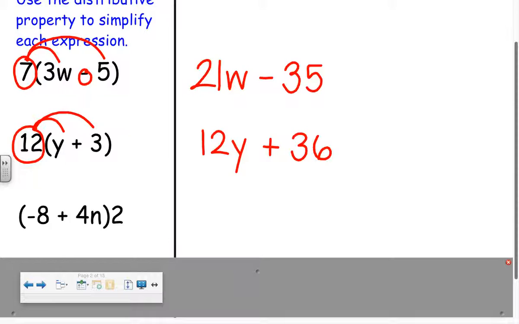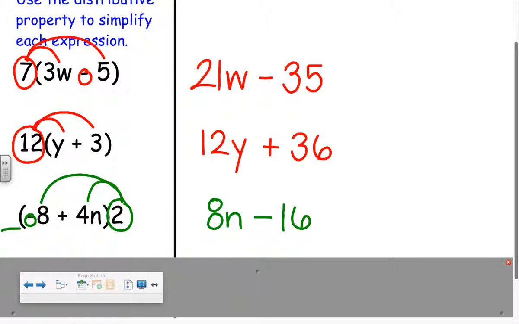This problem, you'll notice, looks a little bit different than the first two. This time, instead of having a number on the outside of our parenthesis right here, it's on the back end. But I'm still going to do the same steps. I'm still going to distribute the 2 to everything inside of my parenthesis. I'm going to distribute the 2 to the 4n, so 2 times 4n is 8n. And 2 times, and then look at this sign right here, the 8 is negative. 2 times negative 8 is negative 16. So that's why my 16 is negative.